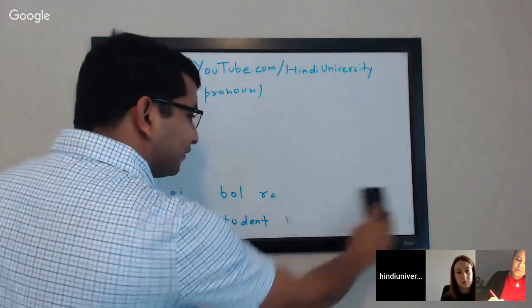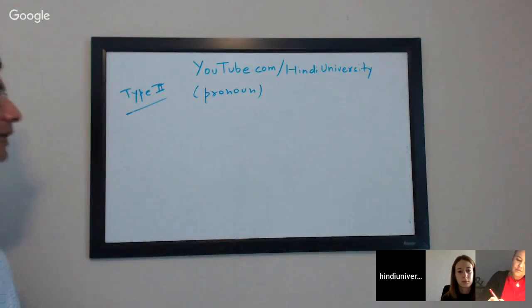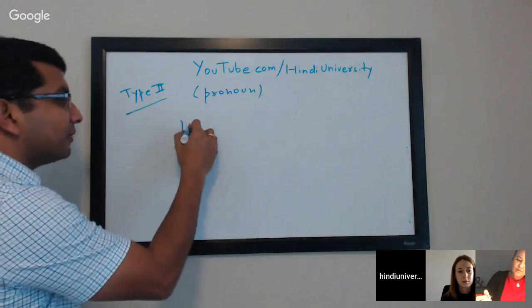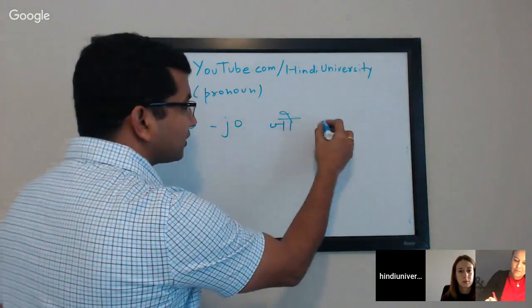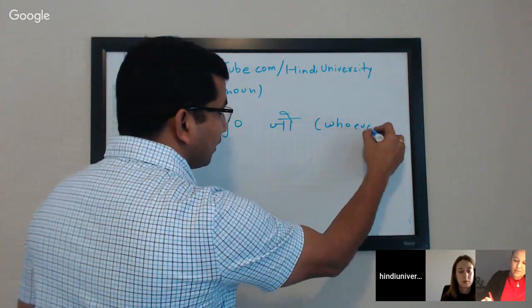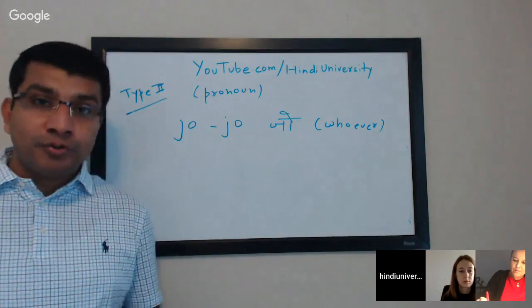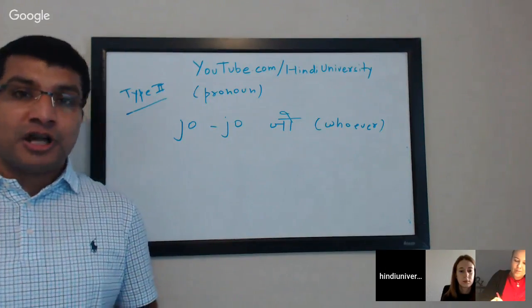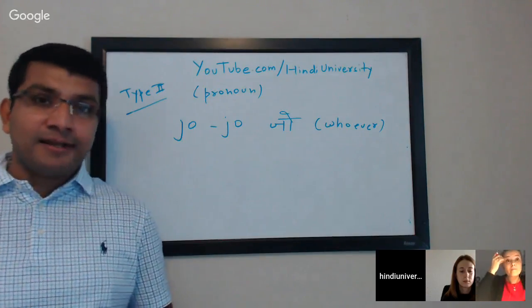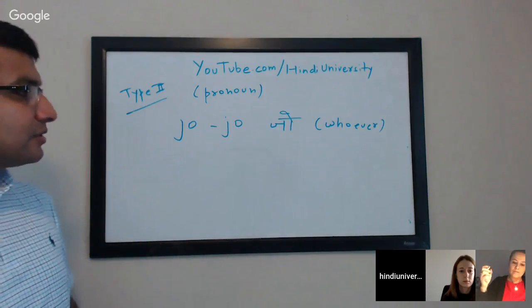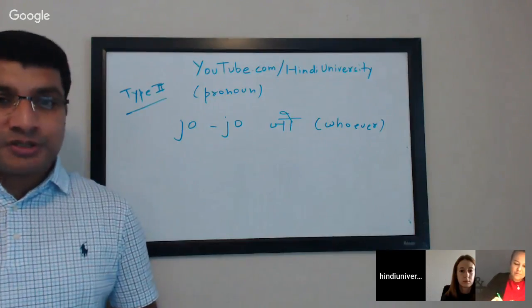Again, feel free to look at the list of the pronouns and see how you can use them in many sentences. Jojo is a very common one, right? Jo jo is like whoever. As I said in the earlier sentences, like a chai kon kon piega, who will drink the chai, and then you can say jojo piega, whoever is going to drink, raise your hands. So you can use many such type 2 pronouns in the reduplication sense.